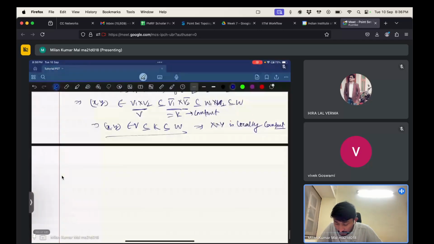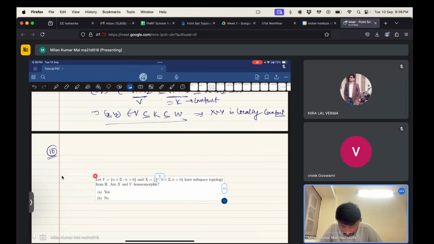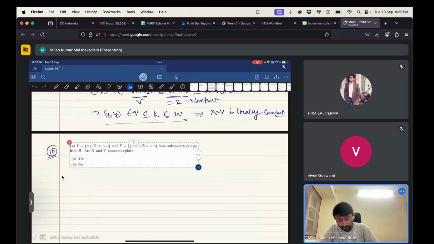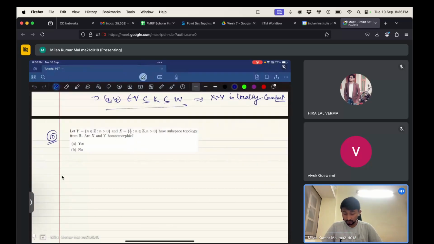Okay, this is question number 9. Next is question number 10, which is easy. Just two more questions and then I'll try to discuss at least one type of problem for the next assignment. Problem number 10: if Y equals {n : n belongs to Z, n greater than 0} and X equals {1/n : n belongs to Z, n greater than 0}, having subspace topology from R, are X and Y homeomorphic or not?